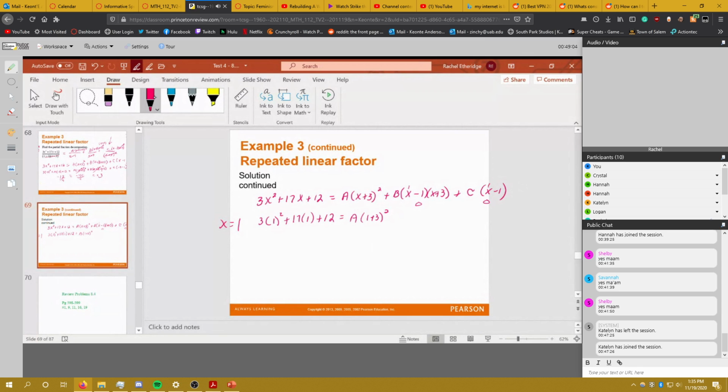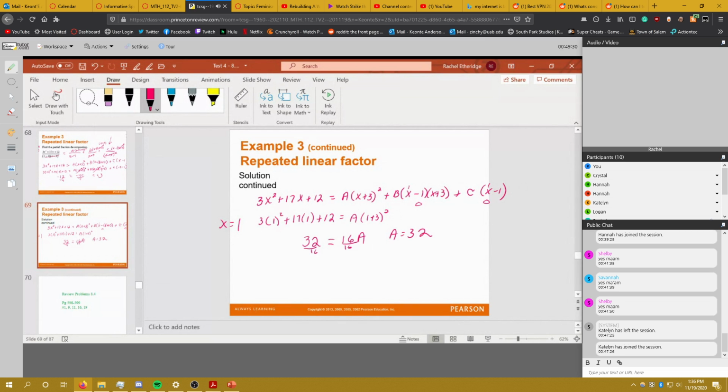So 3 plus 17 plus 12 is 32, equals, and that's 4 squared, so that's 16a. So a equals 32.